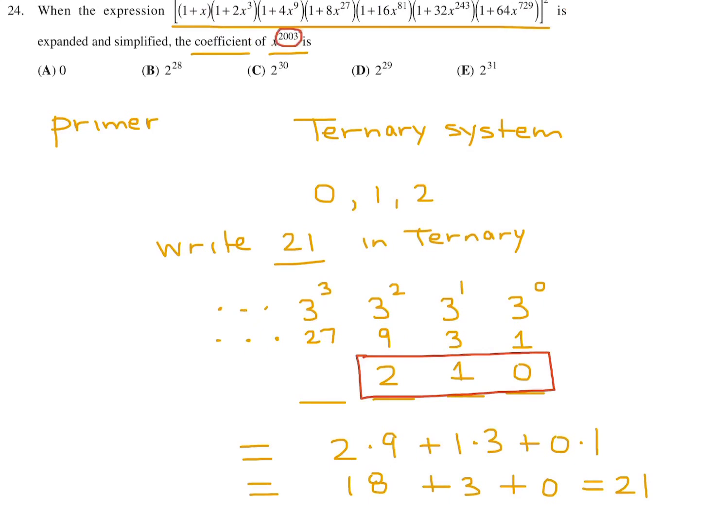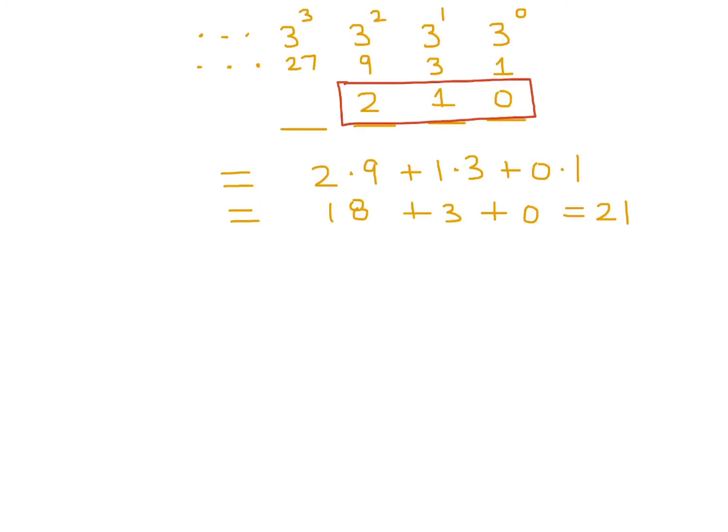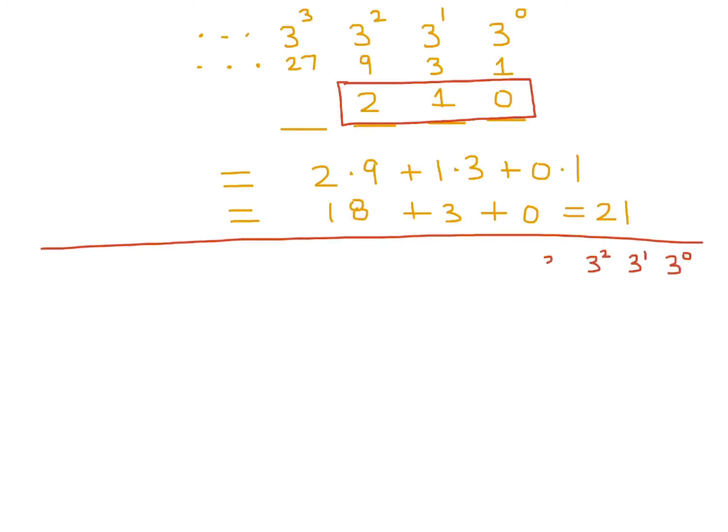So let's try to write 2003 in ternary, that big number. Since we're doing this for the first time, let's write out our powers. We got 3 to the power of 0, 3 to the power of 1, 3 to the power of 2, and so on. I'll write these out. So 3 to the power of 0 is just 1. This is 3, this is 9, 27, 81, 243, 729, and so on, 2187.